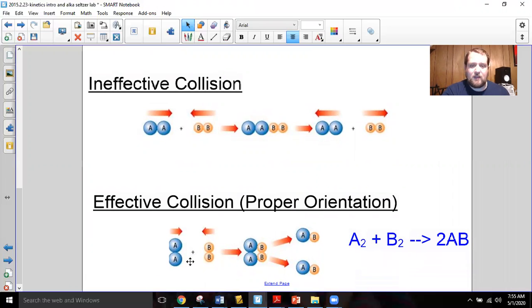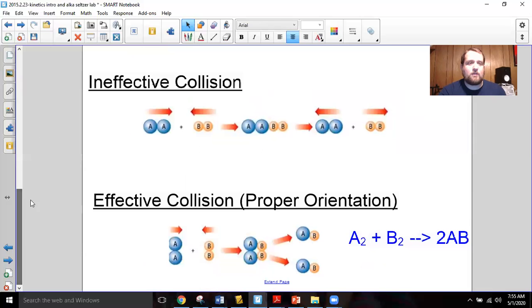With the proper orientation, the new bonds are right there ready to form at the time that the old bonds break, as long as there's enough energy when they smash together. So anytime we talk about or think about rates of reaction, and we talk about some reactions going faster or slower, when a reaction's going faster, it always means that there's more effective collisions going on. A slower reaction has less effective collisions.